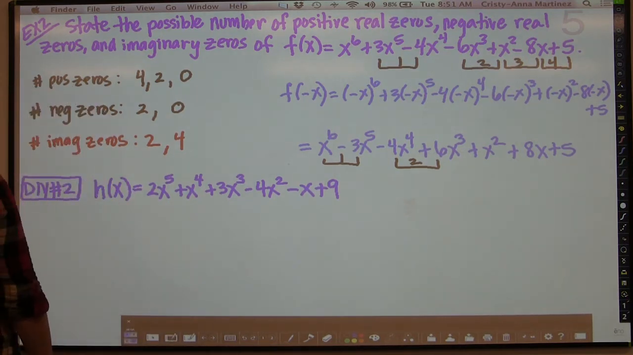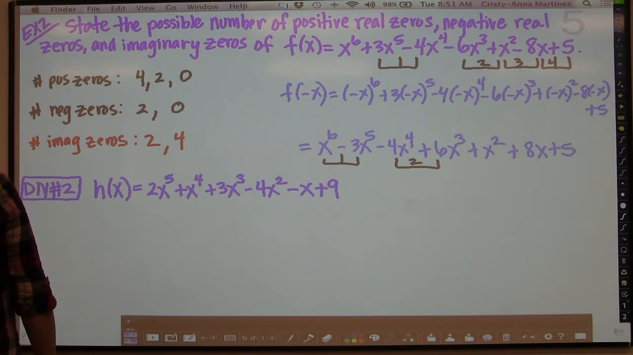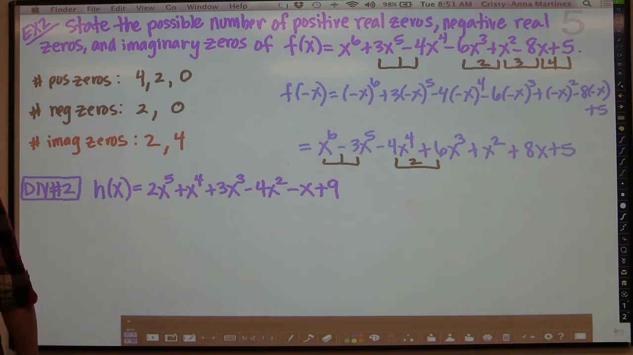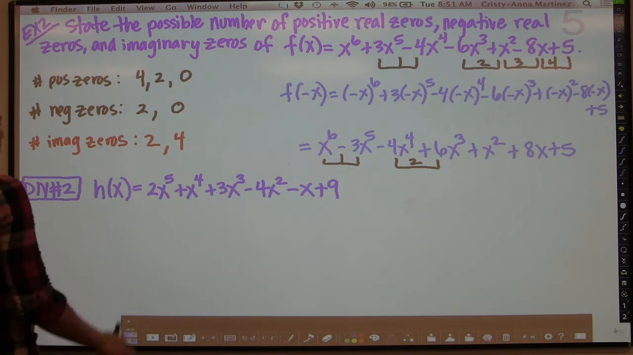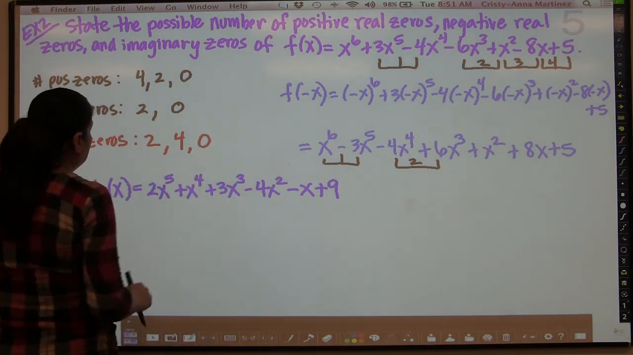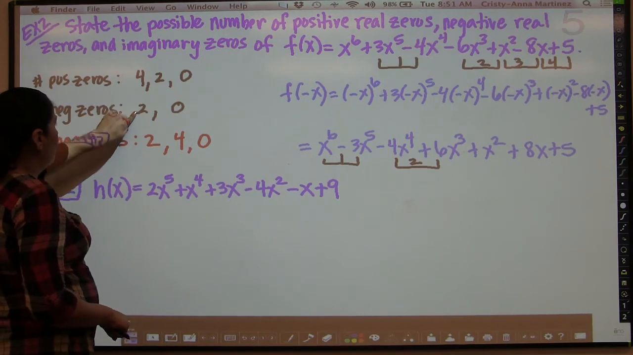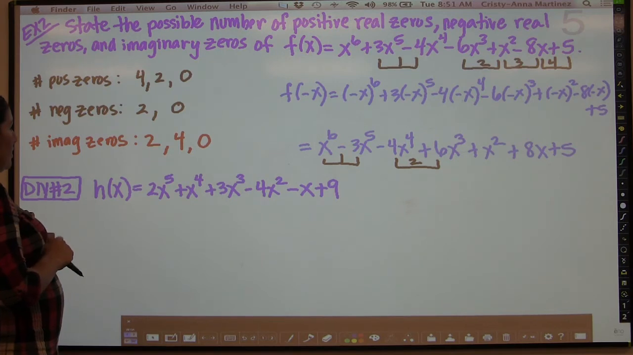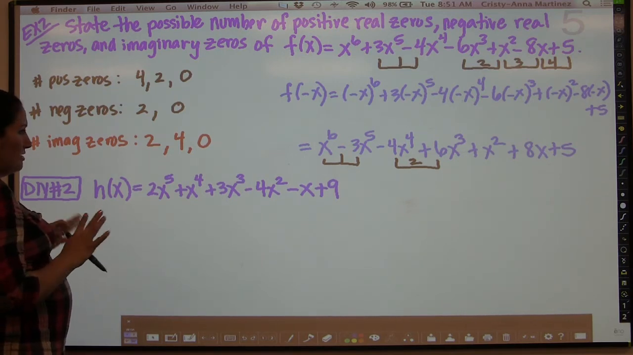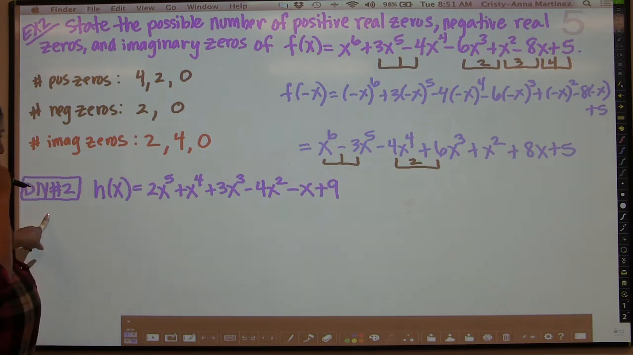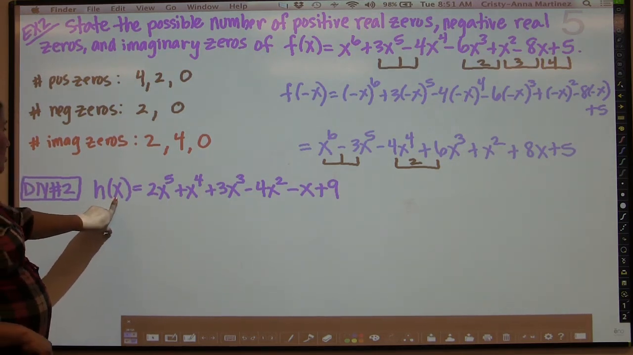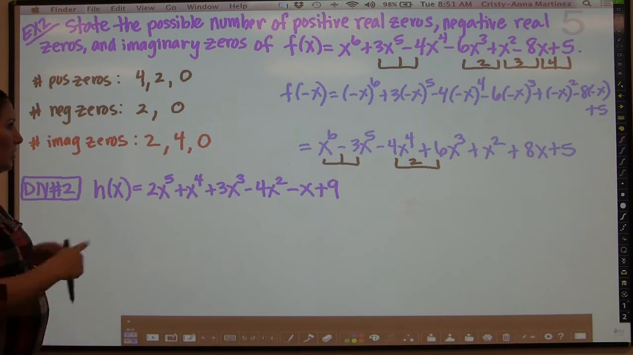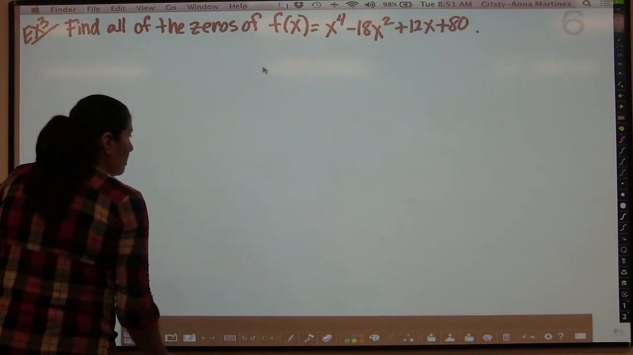So for imaginary zeros, you either have 4 or 2 imaginary zeros. In no scenario can you have no imaginary. So I guess you can, if you have 4 positive, 2 negative, then that would be 6, and then you would have no imaginary. So that is a scenario. So it's possible that you have no imaginary, 2 imaginary, or 4 imaginary based on the scenario. So now you should do number 2 yourself. Remember that when you do the negative zeros, you have to plug in negative x before you can determine the sign changes. All right.